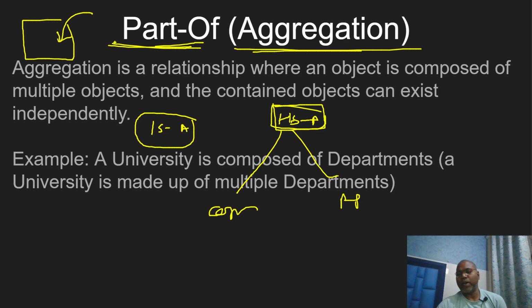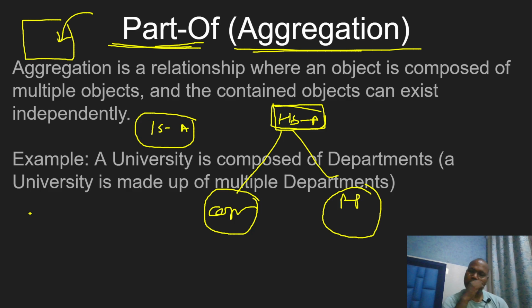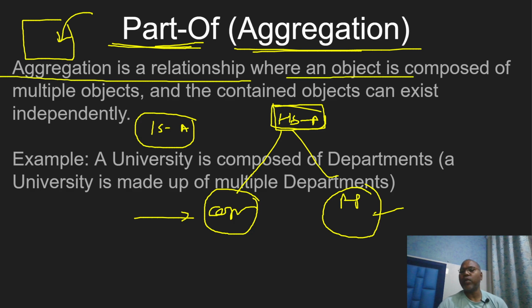Similarly aggregation is part-of. Both, indirectly, you can say are has-a relationships. But what is the difference? Composition is also a has-a relationship, aggregation is also a has-a relationship, sometimes known as a container relationship. Both are the same thing. So the question: how am I going to decide whether these are really has-a relationships, the compositions or aggregation? So here, aggregation is a relationship where one object is composed of multiple objects, and that contained object can exist independently.